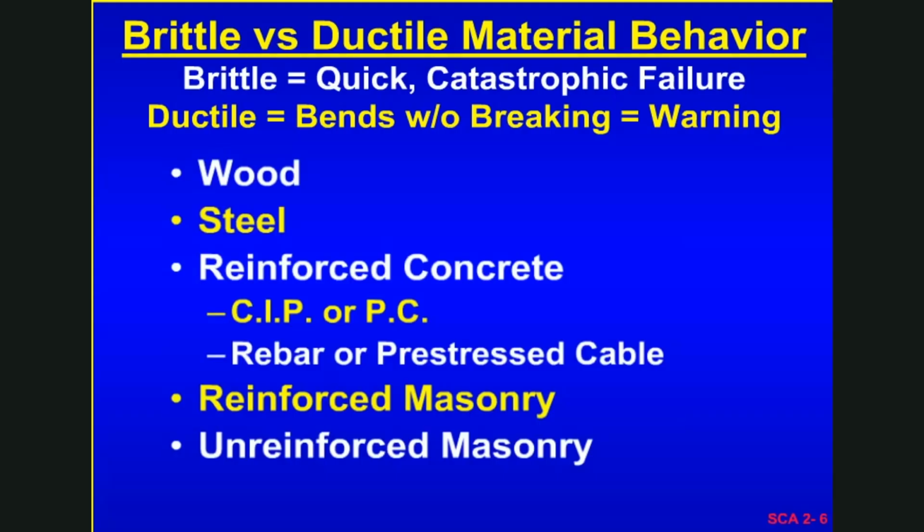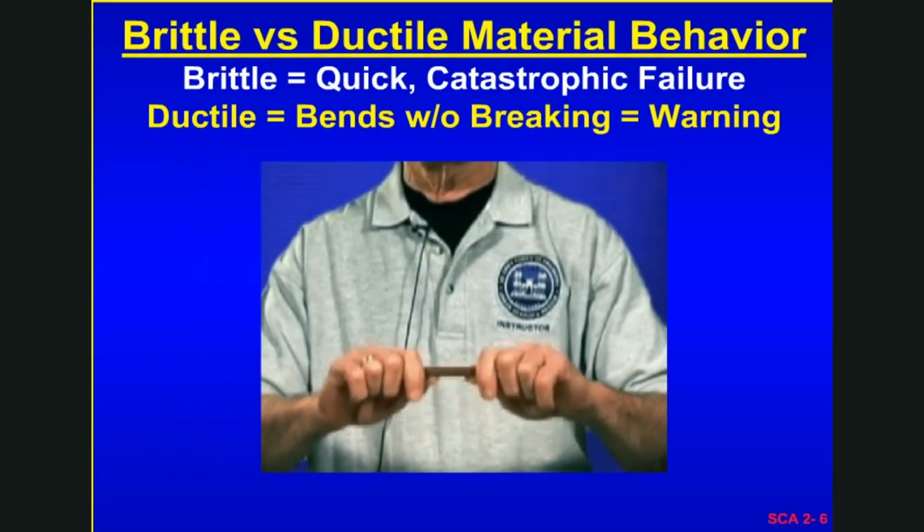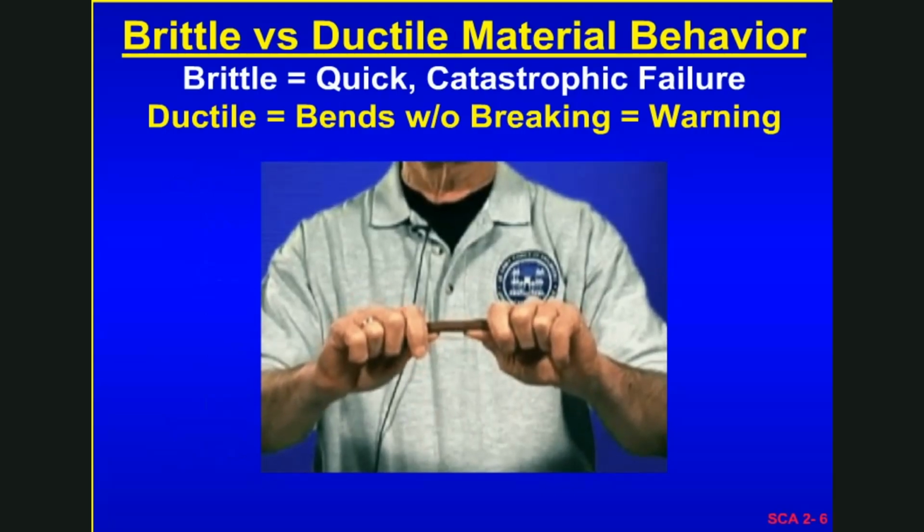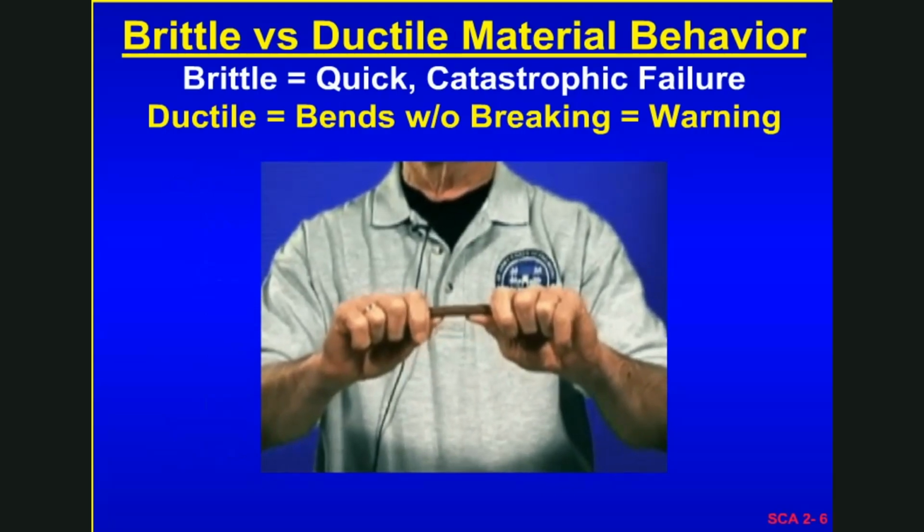The next topic that we want to talk about is how materials behave, and there's sort of two extremes in behavior that we will find at a disaster site or in any building. One is brittle behavior, which is illustrated by this little piece of wood. When you break it, it is catastrophically broken.